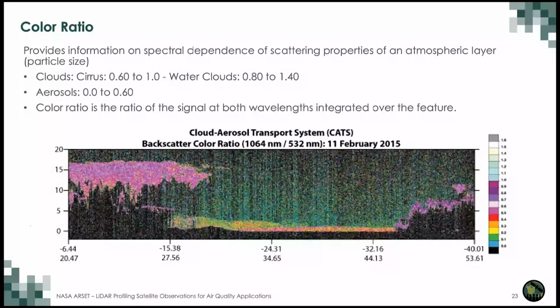And here's an example where we have some cirrus clouds. We can see that color ratio is closer to 1, and the aerosols are closer to 0.5 or so. So we use this color information to help separate clouds from aerosols.